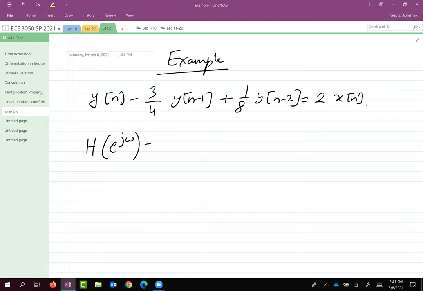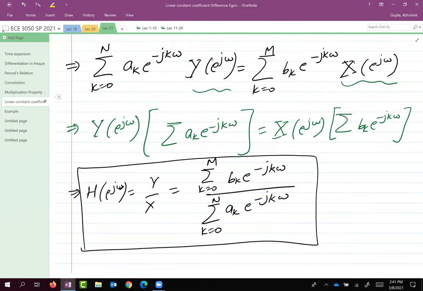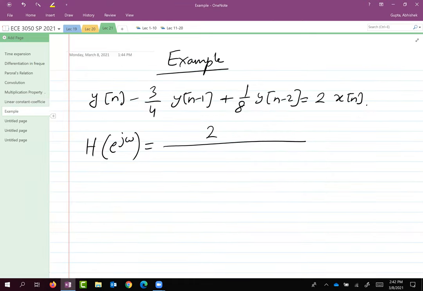Now, using the expression on the previous page, what is H(e^{jω})? Can someone tell me? What is it equal to? Who wants to give it a shot? Capital Y(e^{jω}) over capital X(e^{jω})? Well, I just want the fractional expression. I want this term, not this one. This one is obvious. Yeah, well, I wrote the two above. So what's in the denominator? All right, 1 minus 3/4 e^{-jω} plus 1/8 e^{-j2ω}. Perfect. Thank you, Gunnar. So this is H(e^{jω}).